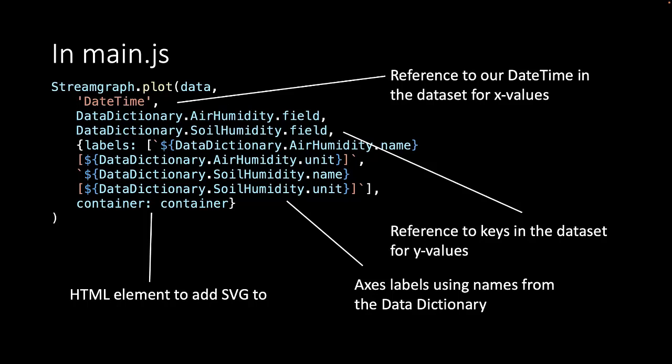We want to write a stream graph so that we can use it for other types of data as well. Therefore, we create a plotting function that we will define in the next slide, but in the main.js file we call this method and supply it with the data specific for our plot, which is all the sensor data, the name of the field for the x-axis, in our case the daytime, the fields for the two y-axes, air humidity and soil humidity, and a set of labels, for which we also use the contents of the data dictionary. Finally, we also supply it with the container element where we will add our SVGs to.